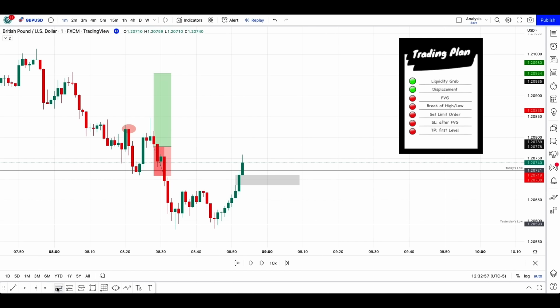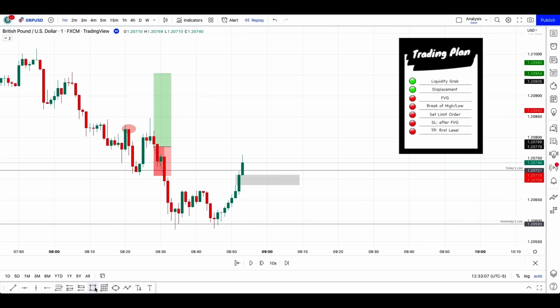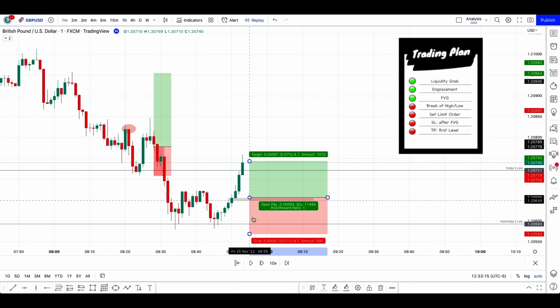I feel like the fair value gap is quite high because ICT said that we want the fair value gaps to be below the 50. So I don't see any. Oh yes, there's a small one right there. Let's just use this one because I feel like this one is a little bit too high. Let's just go with this one.